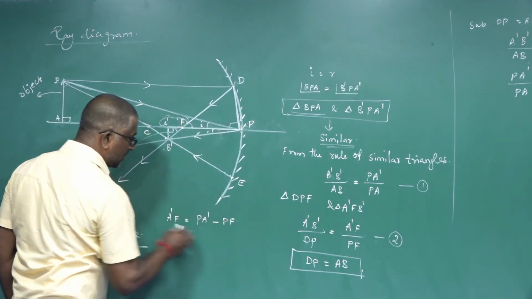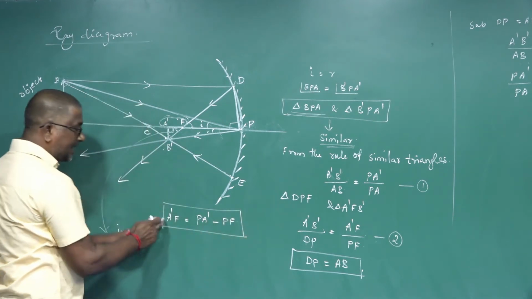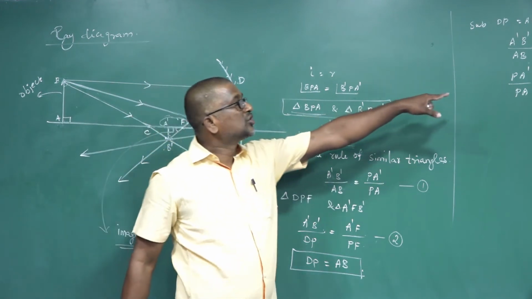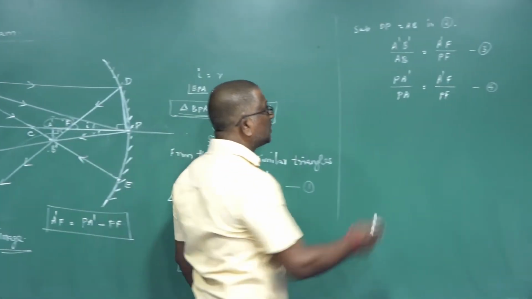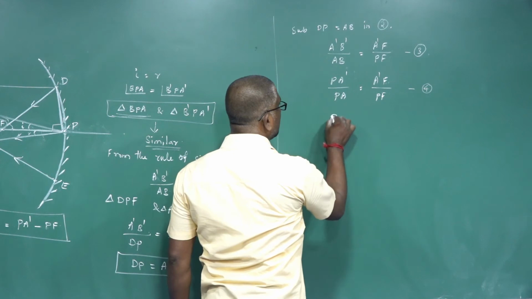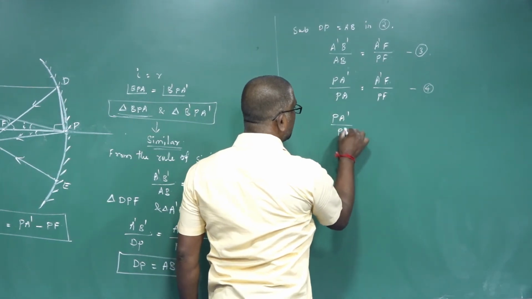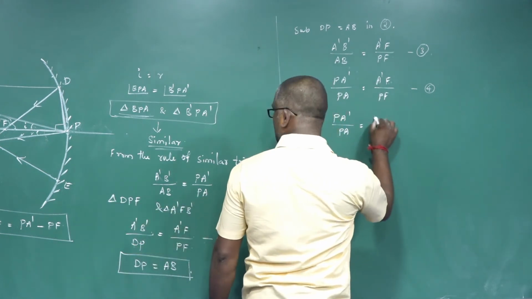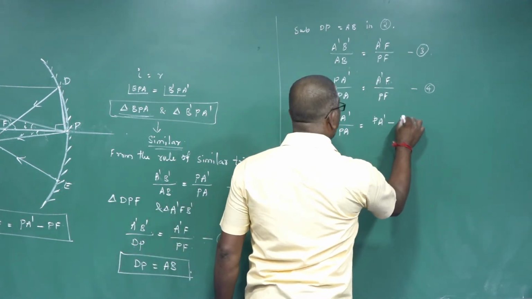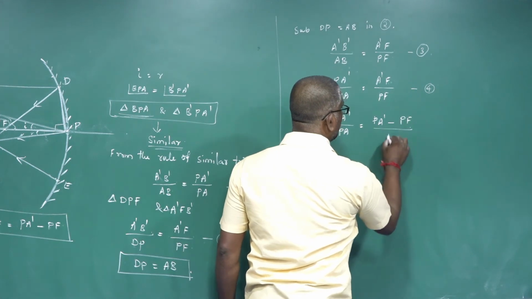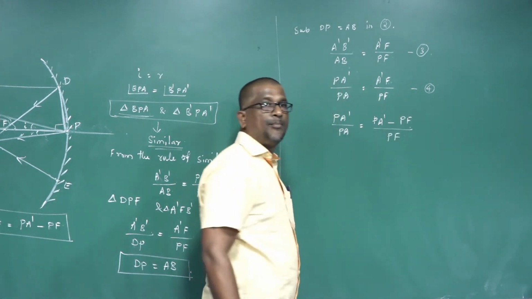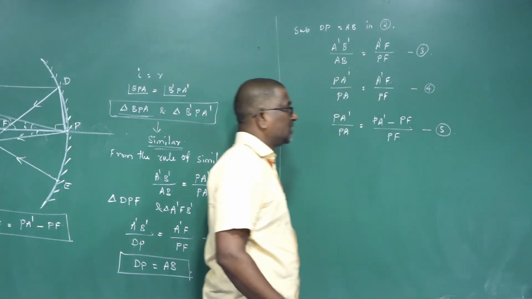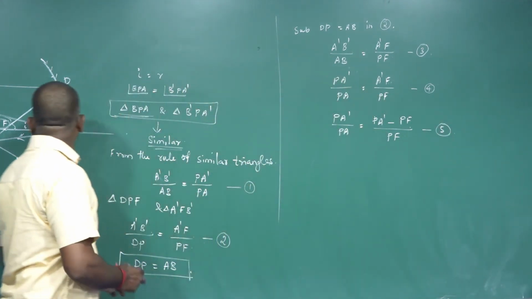So substitute A dash F is equal to PA dash minus PF in equation number 4. Then equation number 4 becomes PA dash divided by PA is equal to, instead of A dash F, we can write PA dash minus PF divided by PF. Right. So let it be equation number 5.